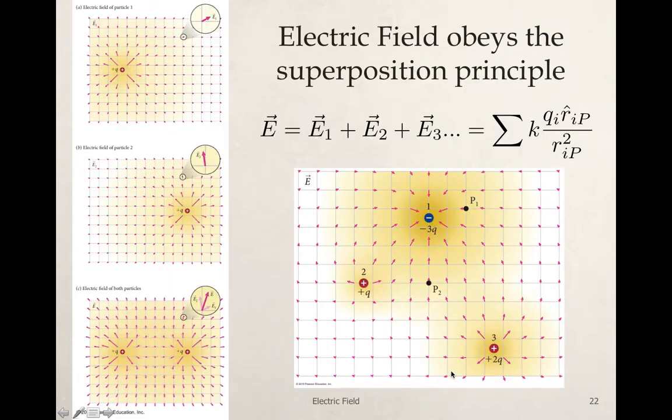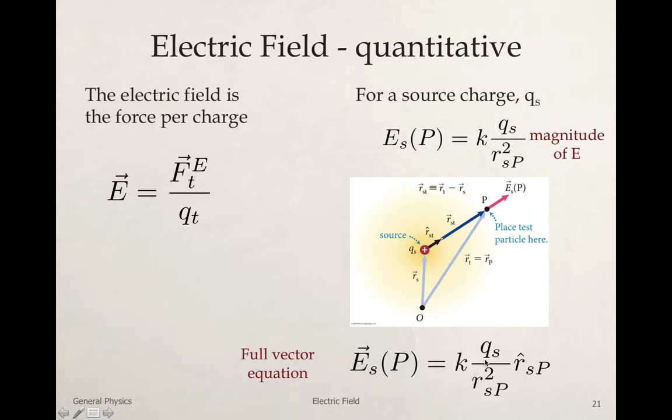So just here again, I have kq over r squared, right, and in the r hat direction. So the r hat direction is just away from the charge, radially outward. That's what the r hat direction means. And r hat just means that it tells you the direction that the vector points, and it has a magnitude of 1.